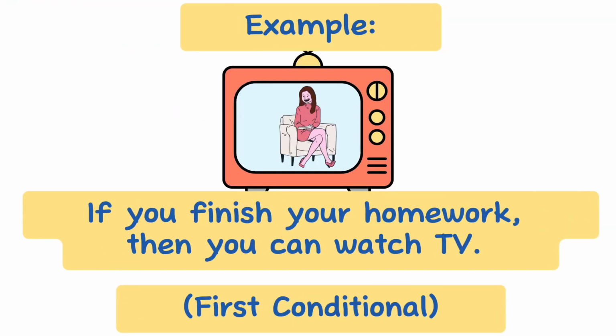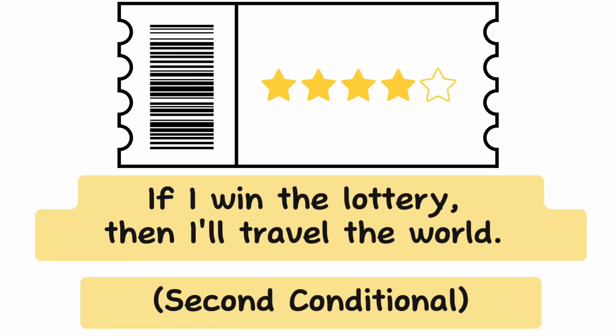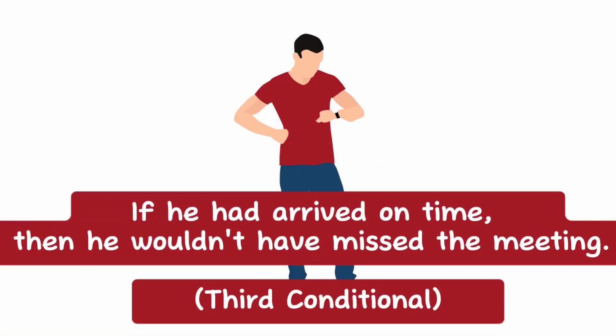Example: if you finish your homework, then you can watch TV, first conditional. If I win the lottery, then I'll travel the world, second conditional. If he had arrived on time, then he wouldn't have missed the meeting, third conditional.